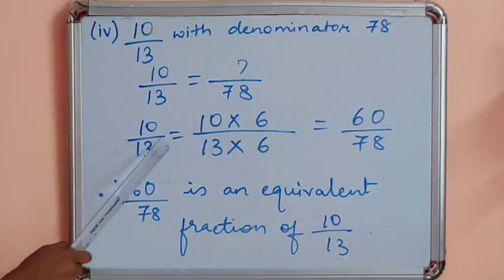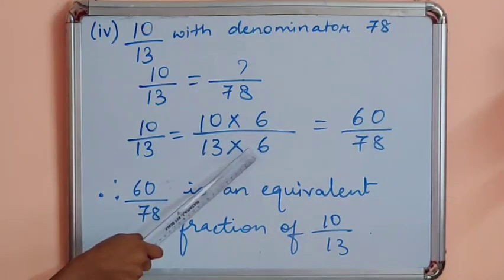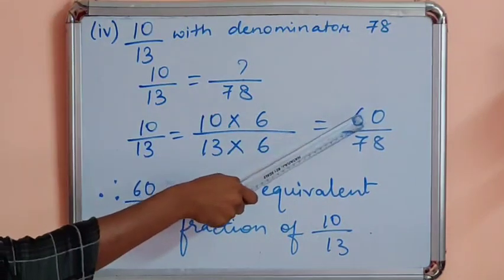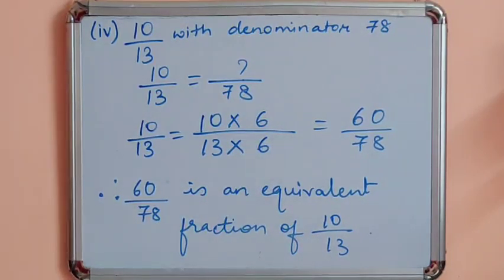So 10 by 13 will be equal to 10 into 6 by 13 into 6. Now 10 sixes are 60 divided by 13 sixes are 78. Therefore 60 by 78 is an equivalent fraction of 10 by 13.